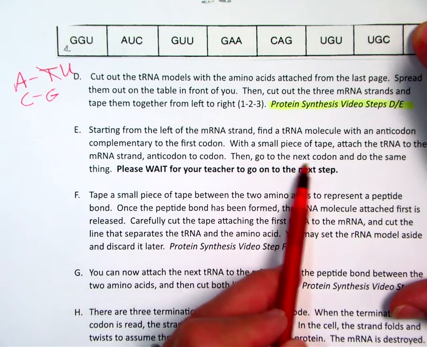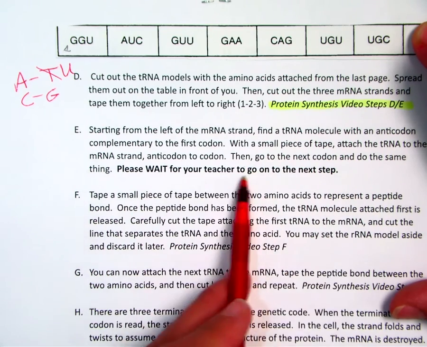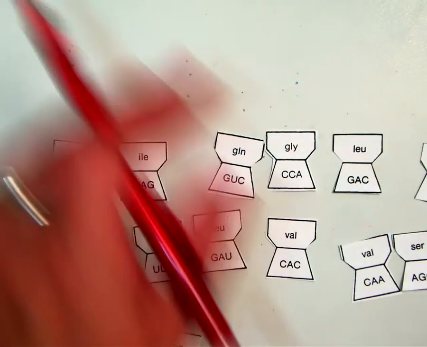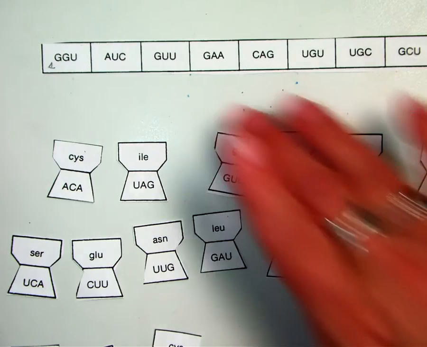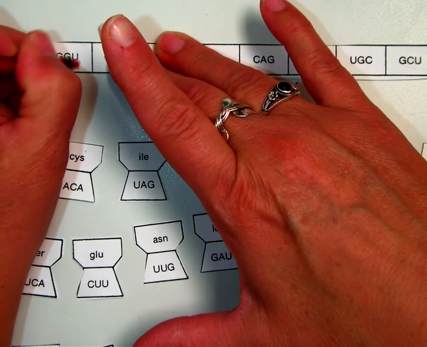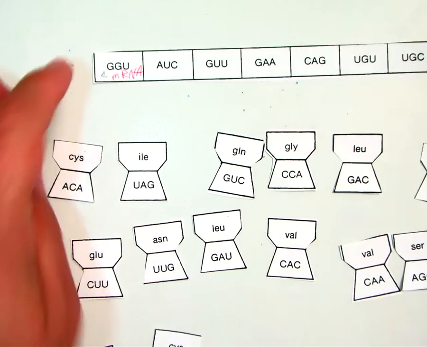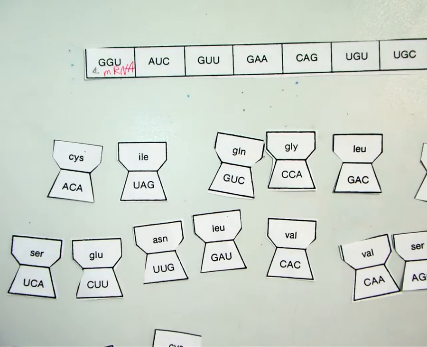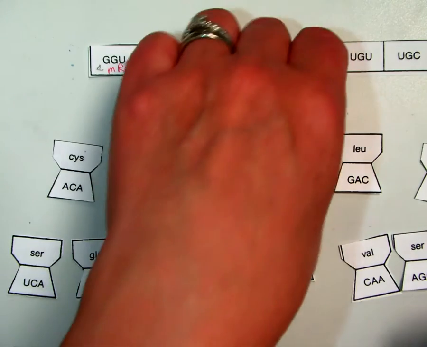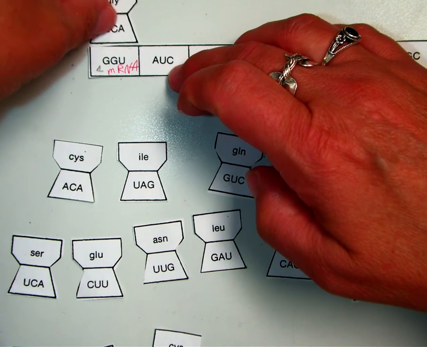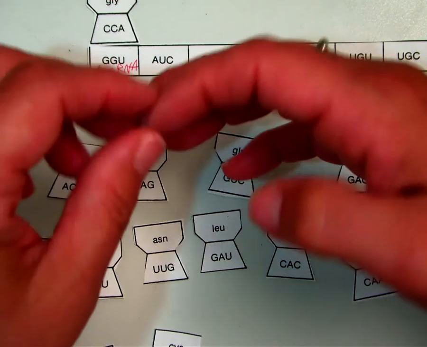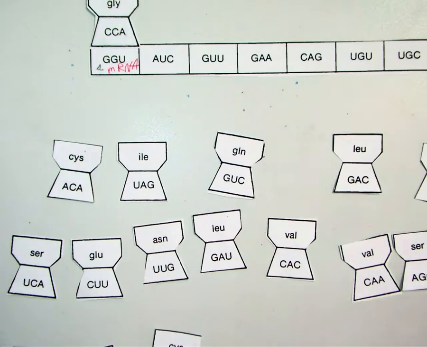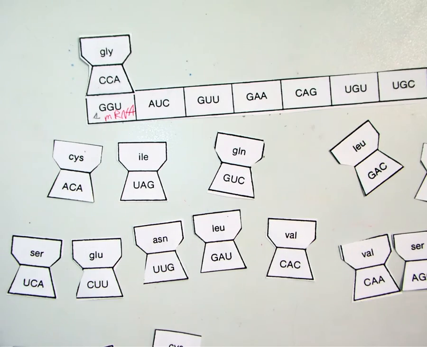And then it says, then go to the next codon and do the same. Please wait for your teacher to go to the next step. Okay, so on the messenger RNA, if you forget, we can label this. This is your messenger RNA. What would go with GGU? CCA. So you got to look for CCA right here. So you put them together, and it says to attach them with another little piece of tape.